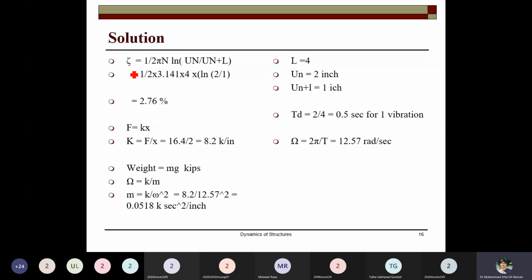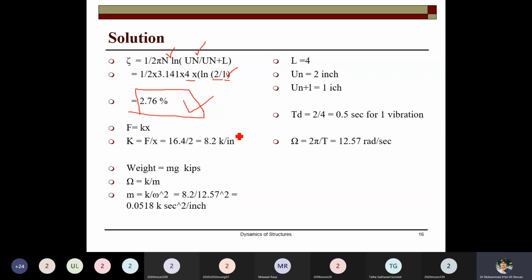First step is to get the zeta value. We know that the zeta for small damping is 1 over 2 pi n, log of u_n over u_n plus l, which we studied in the last formula. Here 2 pi n is 2 pi times 4, and log of 2 over 1. The initial displacement was 2 inches, the last was 1 inch, and the number of cycles is 4. So with the values 4, 2 and 1, we can determine the damping ratio.